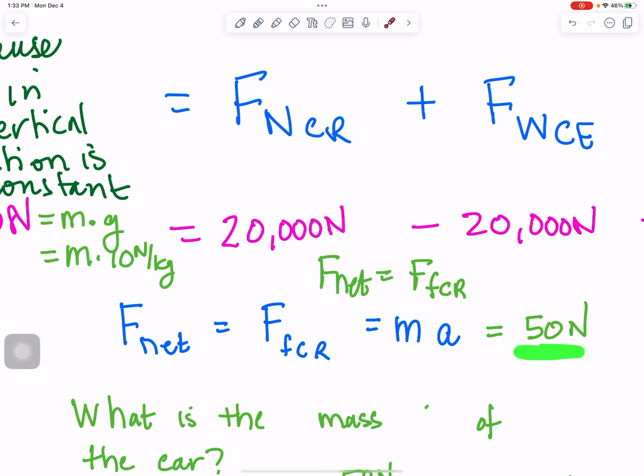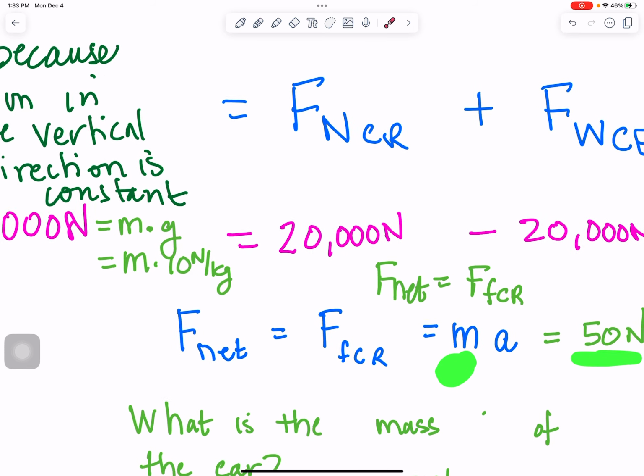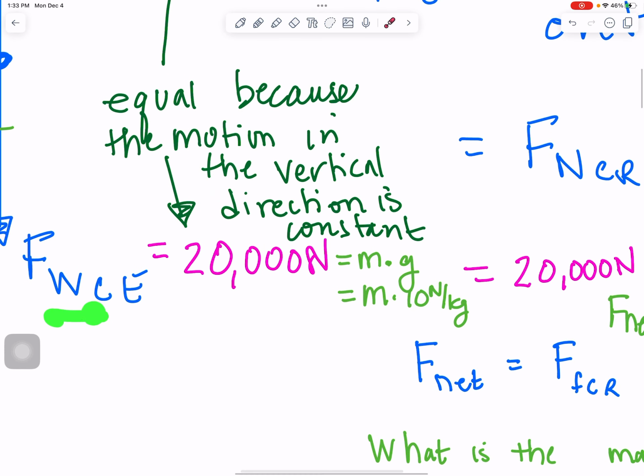So how do I figure out the mass of the car? Well, I know that the weight force is equal to m times g. I learned that in the textbook on page 135, and we make this approximation on the Earth that g is 10 newtons per kilogram. When I solve this, I divide both sides by 10, and so I've got 2,000, which is actually going to end up being kilograms, equal to the mass of the car.